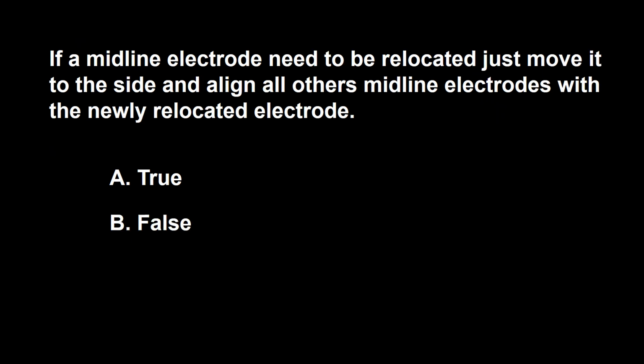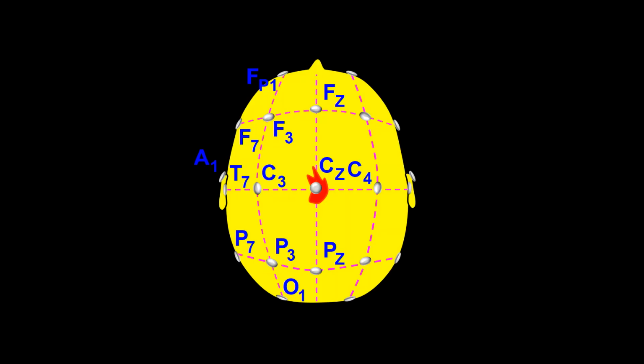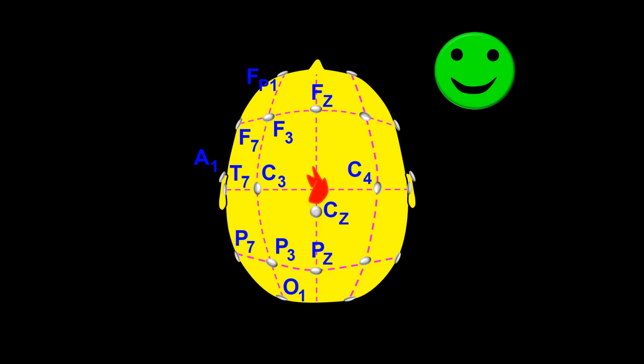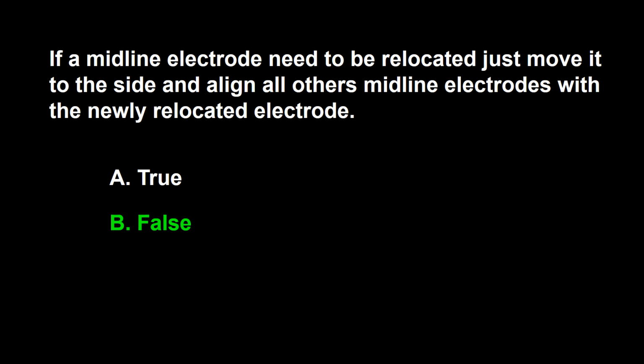If a midline electrode needs to be relocated, just move it to the side and align all other midline electrodes with the newly relocated electrode. A, true, B, false. If a small lesion prevents CC placement at the regular site, it is incorrect to move CC and the rest of the midline electrodes to the side as it is shown in this frame. The correct approach is to move CC backwards or forward but keeping it in the midline. So the answer to this question is B.